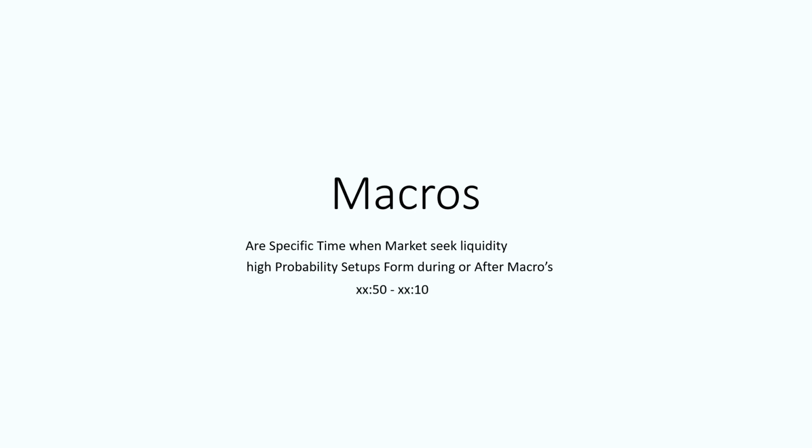Okay, so what are the times? What is even the time when you can spot a macro happening? That is x50 to x10, which is this example. Let's look at the New York Q zone example, which is 9:50 to 10:10. That is your macro time right there.